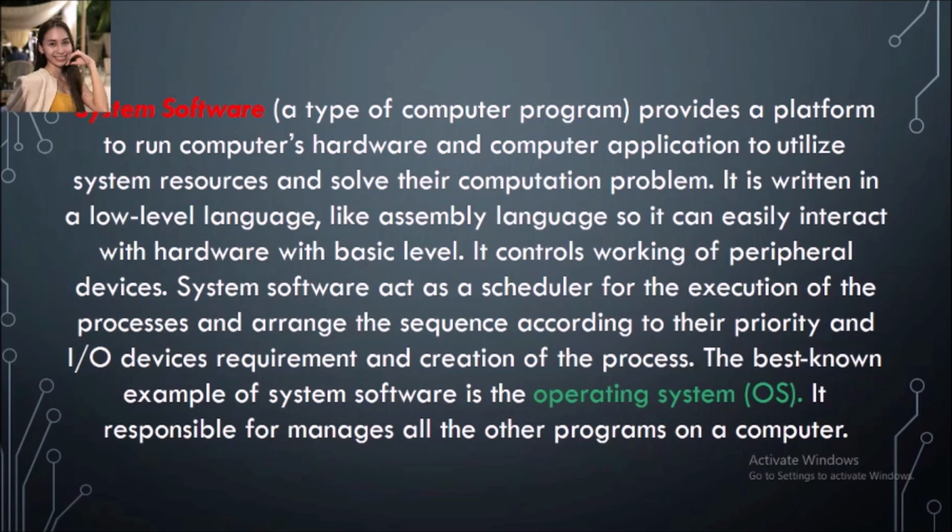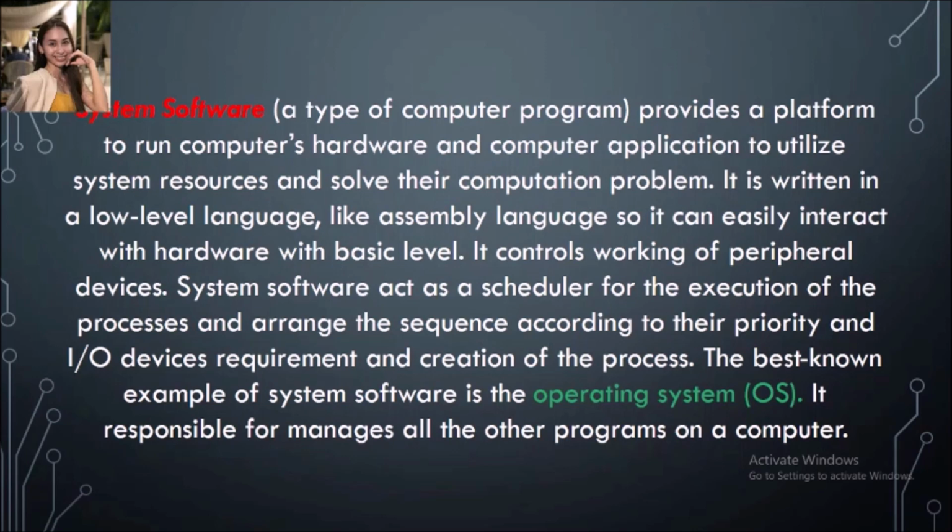It is written in a low-level language like assembly language. When we say low-level language, an example here is assembly language, or what was used before is A86 assembly. This is a machine language, so it is called a low-level language. We have C Sharp, Java, and Python. Those are high-level programming languages. So assembly language is a low-level language. So again, it is written in a low-level language, so it can easily interact with the hardware at a basic level.